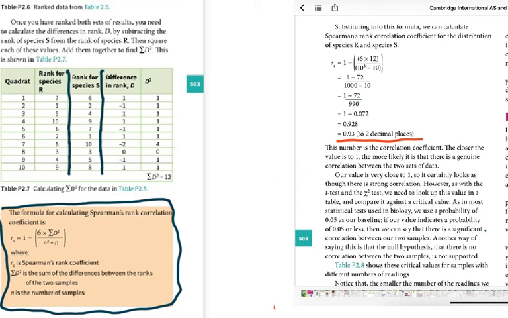However, as with the t-test and the chi-square test, we need to look up this value in the table and compare it against a critical value. So this is the Spearman's rank correlation. First you rank it, then you calculate the difference between the ranks, and then you calculate the d square, and you finally find out an answer. The closer the value is to 1, the more likely there is a genuine correlation between the two sets of data.